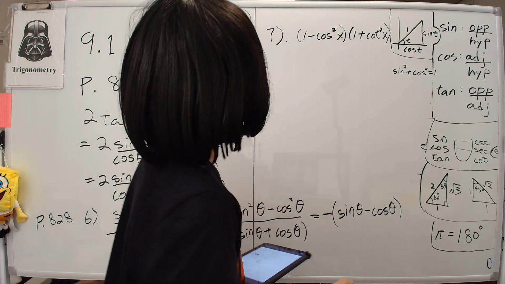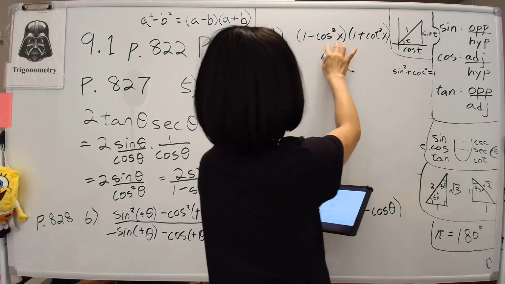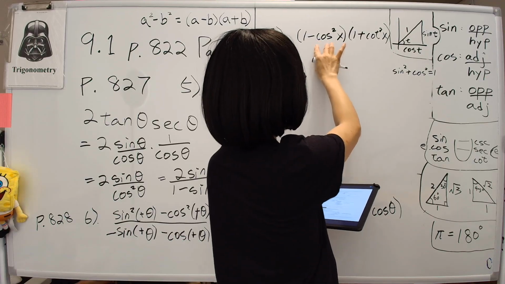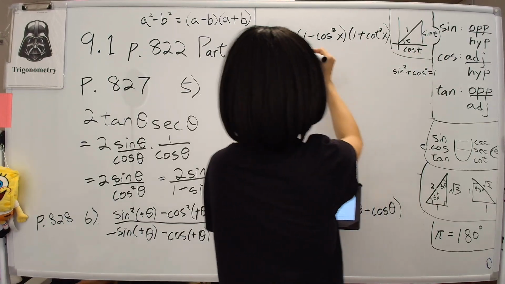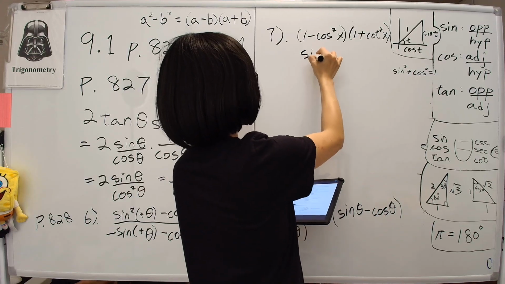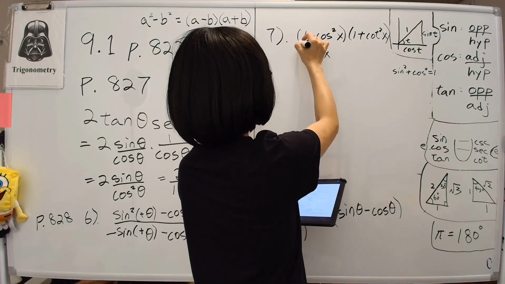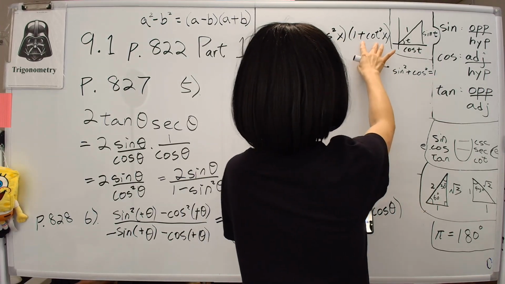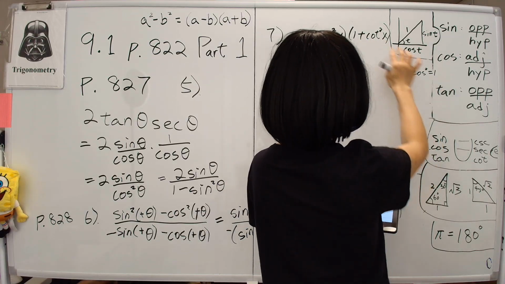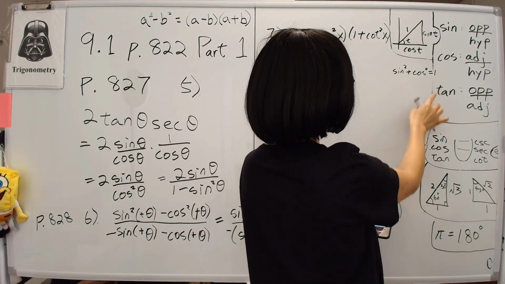All right. So then we have 1 minus cosine squared. What is 1 minus cosine squared? 1 minus cosine squared is equal to sine squared, because sine squared plus cosine squared equals 1. So this part is sine squared x. Okay, and then what is 1 plus cotangent squared? Well, from sine squared plus cosine squared equals 1, cotangent is cosine over sine.